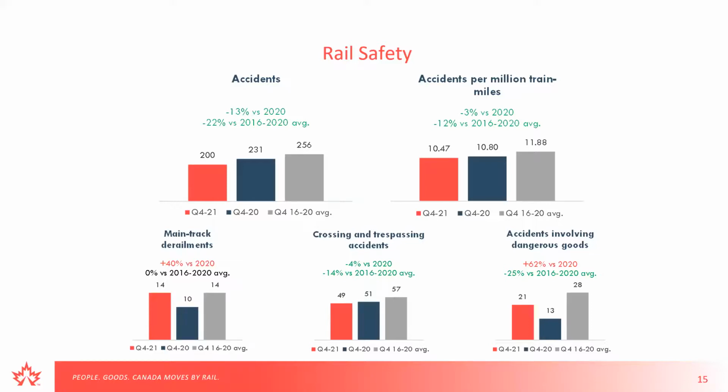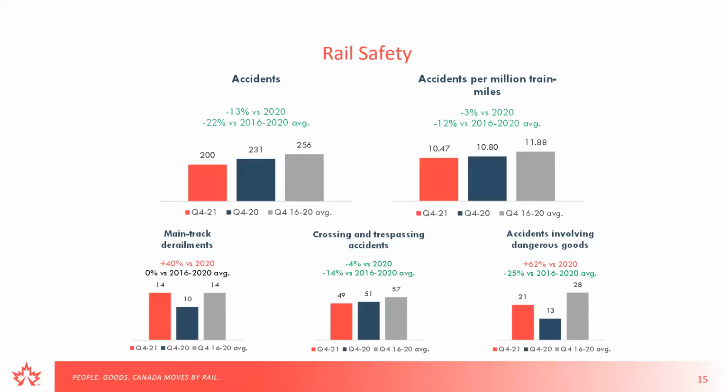We see overall, these are the indicators that I think paint a good picture of rail safety. We have total accidents and accident rates, and then 3 key categories of interest: main track derailments, crossing trespassing, and dangerous goods.